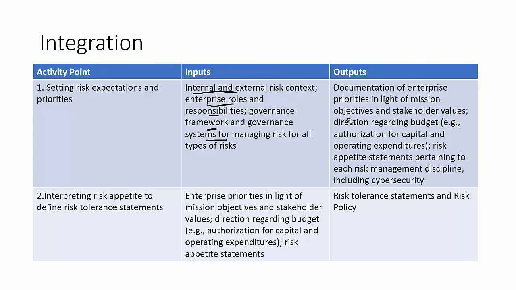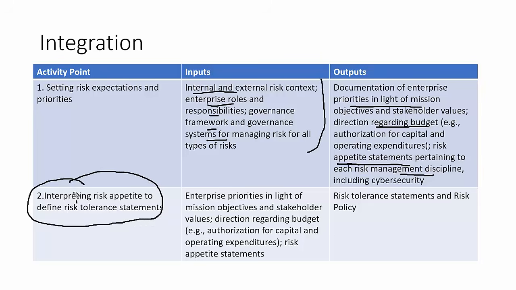And what is the output? We are documenting the enterprise priorities about the mission objectives. We need to know the stakeholder values from a budget point of view. We need a risk appetite statement. Okay, we need discipline functions and everything. So here, after understanding the context, we are able to create the appetite. And then once you have an appetite, you're going to interpret the risk appetite to define the risk tolerance statement.